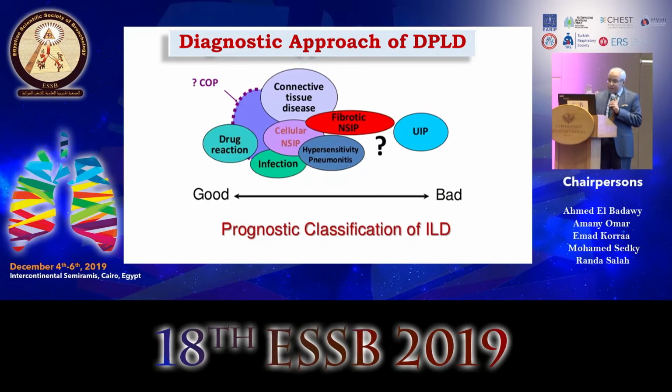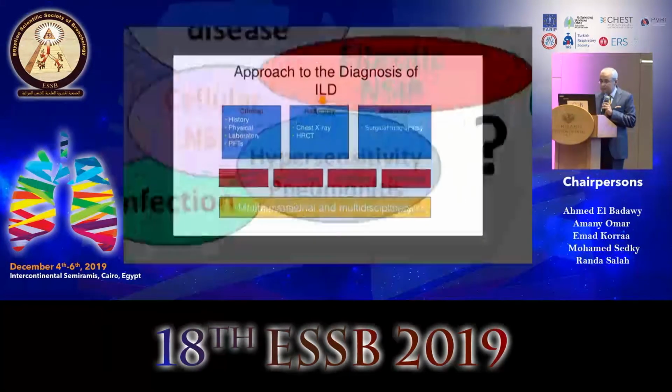This is regarding the prognostic classification of ILD. As we go from the left to the right, we are going from inflammatory disease to fibrotic disease. We have good anti-inflammatory drugs, but we don't have fantastic anti-fibrotic drugs. The FDA-approved anti-fibrotic drugs can stabilize the disease course in some forms of chronic progressive fibrosing ILD, but not in all patients with this disease.